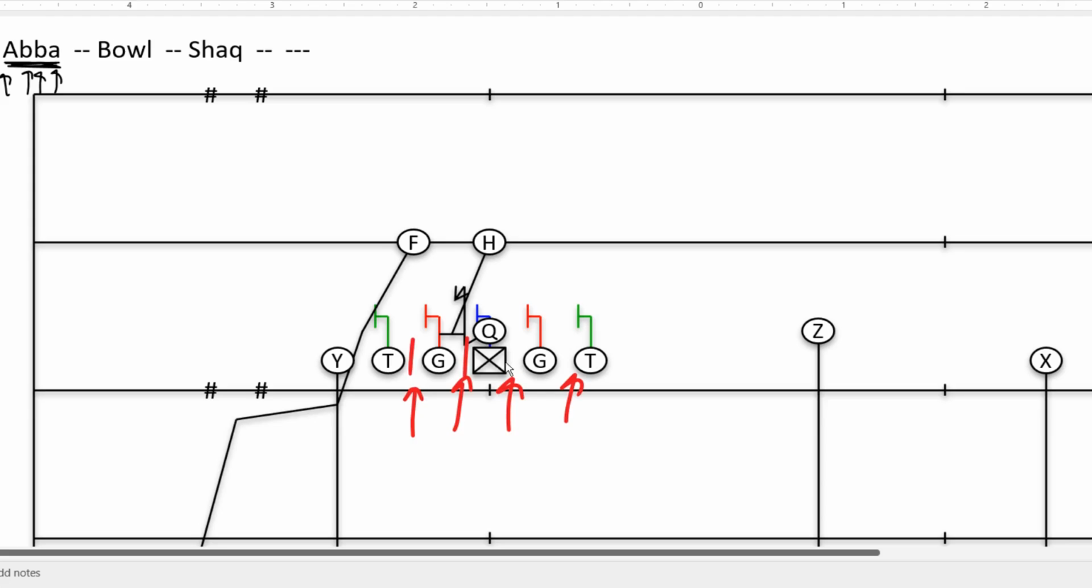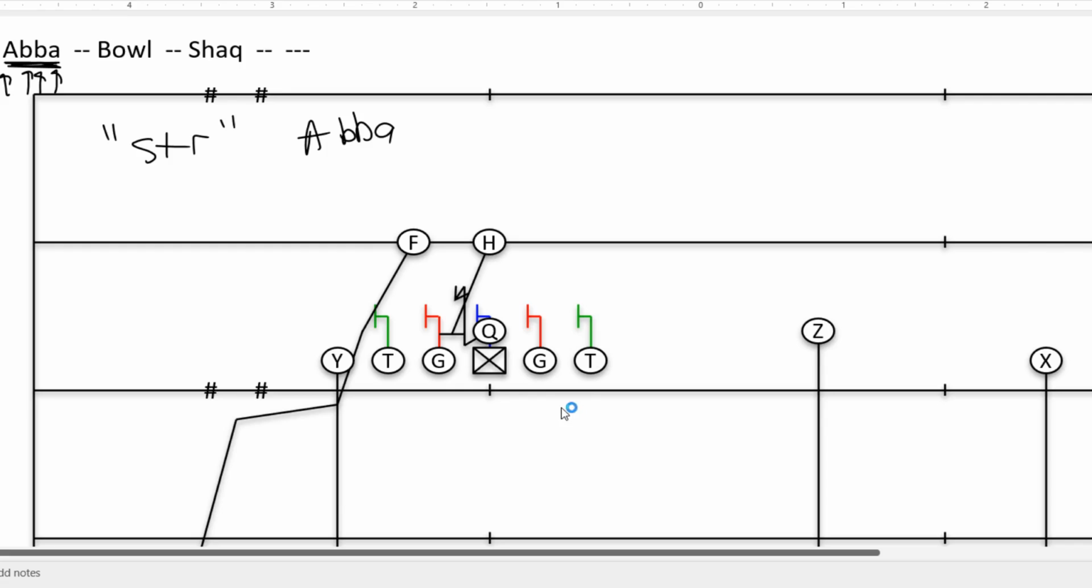These are the A gaps, and these are the B gaps. ABBA just means we're filling those up. We're lining up in them. Okay, so let's look at how we line up here. There's no call to set the side, so this defaults to strong. I just told you this defaults to strong. So this is strong ABBA.